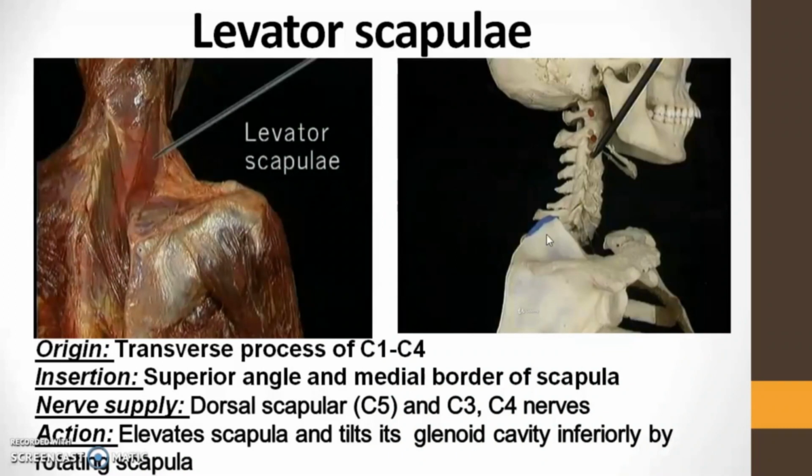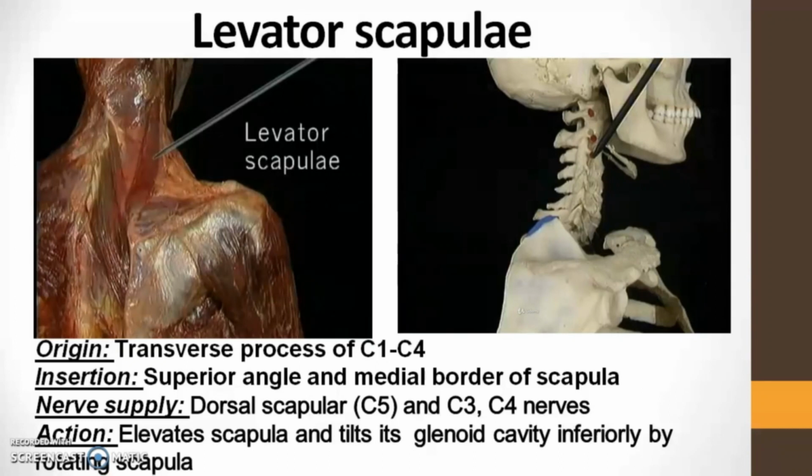So laterally it is coming downwards and then getting inserted into the superior angle and medial border of scapula, that is above the apex of the spinous process. We have the attachment of levator scapulae. The nerve supply of this muscle is by dorsal scapular nerve, which we seen in brachial plexus, that is carrying C5 nerve fiber, and also from C3 and C4 nerves also. So C3, C4 and C5 nerve fibers are contributing for the supply of levator scapulae.